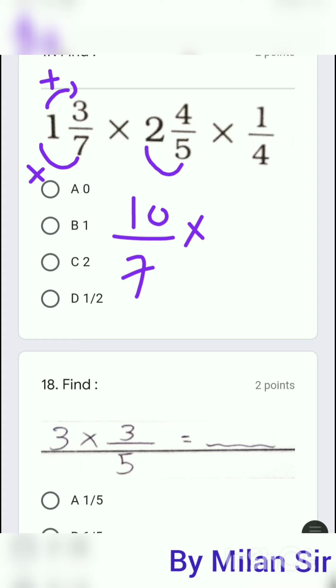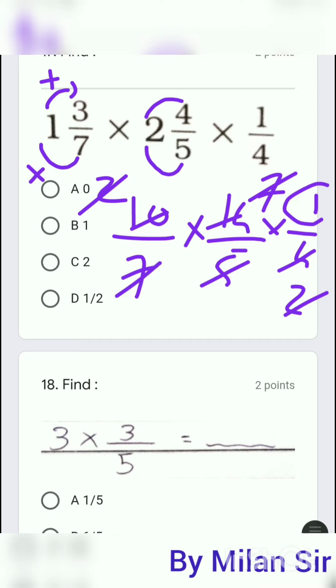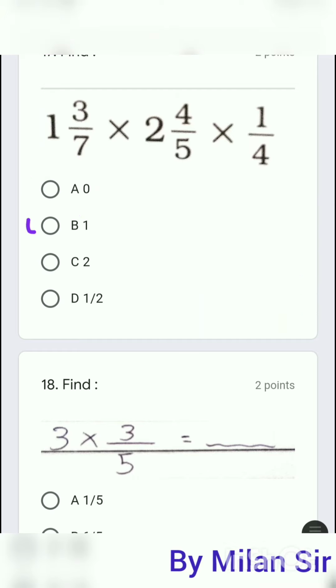Here 5 2s are 10 plus 4, 14 divided by 5, and here we have 1 by 4. Okay, now we can simplify this. So 5 2s are 10, 2 2s are 4, 2 7s are 14, 7 7s cut, only 1 is remaining, so the answer is 1. Okay, the answer is 1, so option B is correct.